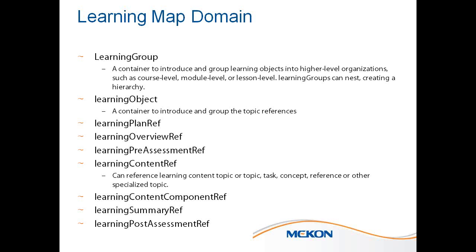And the learning map domain. The map domain gives you elements in a map that are useful for laying out learning plans, learning courseware. So you have learning group, learning object, references to plans, pre-assessments, and so on. This is all the stuff that the subcommittee defined as necessary semantics to structure a learning course properly and be able to feed it into systems that automate management of learning.